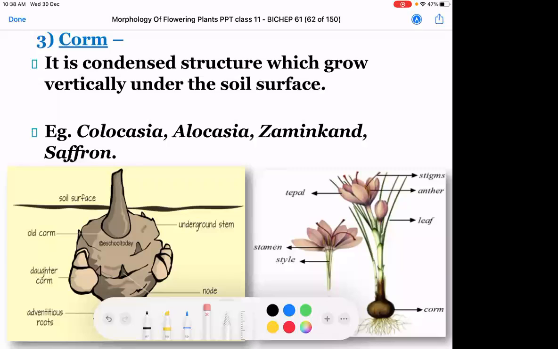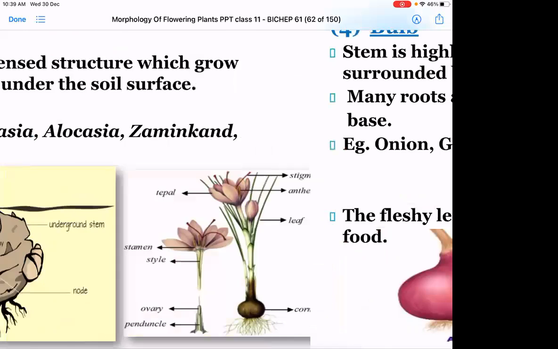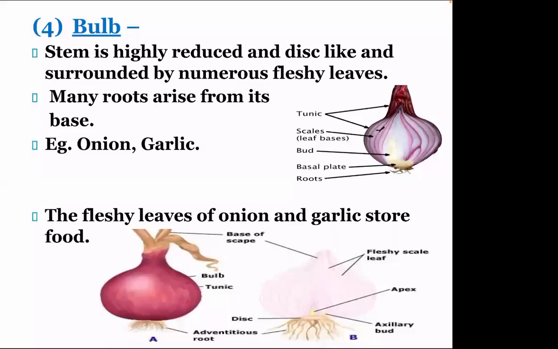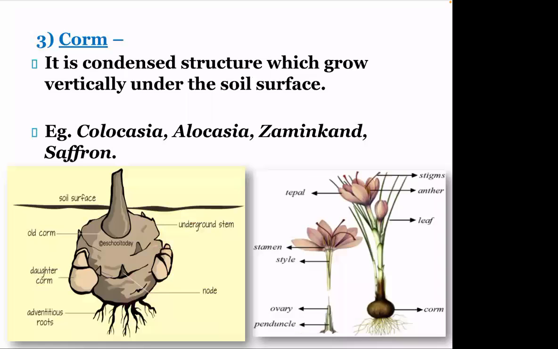For example, colocasia, alocasia, zaminkand. This is ratalu in Gujarati. It is ratalu, zaminkand. I hope it is a very commonly found vegetable. Ready? And saffron. They all have this kind of corm. Sir, saffron means kesar? Kesar, exactly. It is kesar.